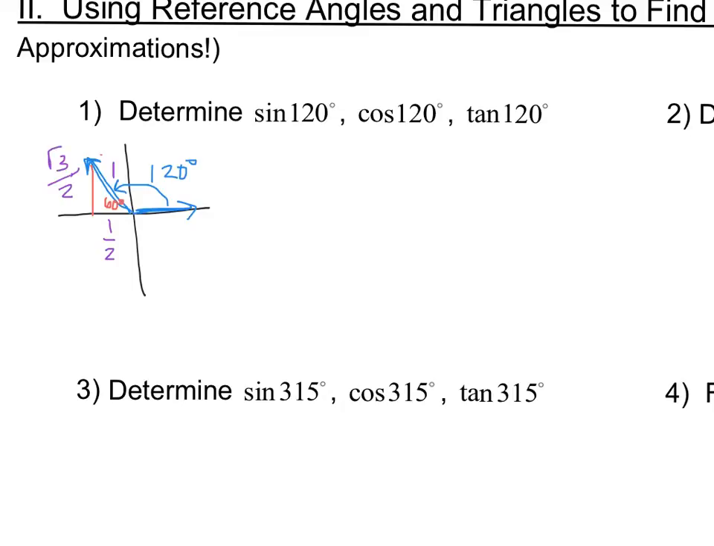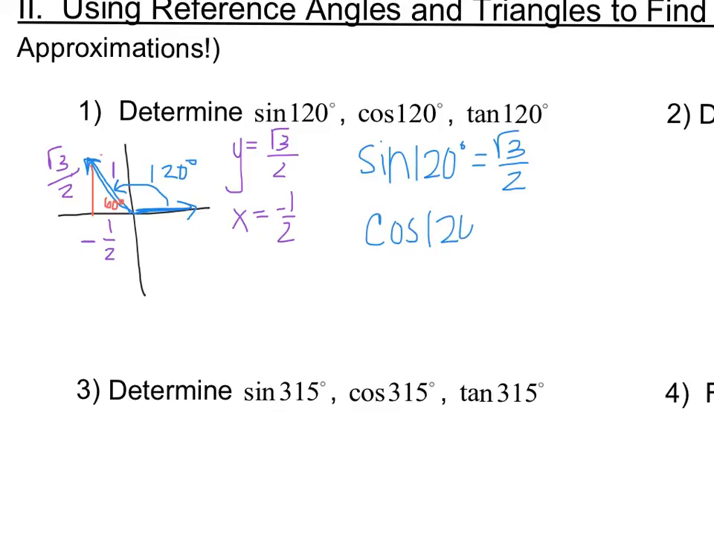But before we move on with finding the information, we have to be careful. We are actually in quadrant 2, so that's going to make the x value negative, so that's a negative 1/2. So then y equals root 3 over 2, and x equals negative 1/2. And now we can find all the information. So sine of 120 degrees is whatever the y value is, which is root 3 over 2. Cosine of 120 degrees, which is the x value, is negative 1/2.